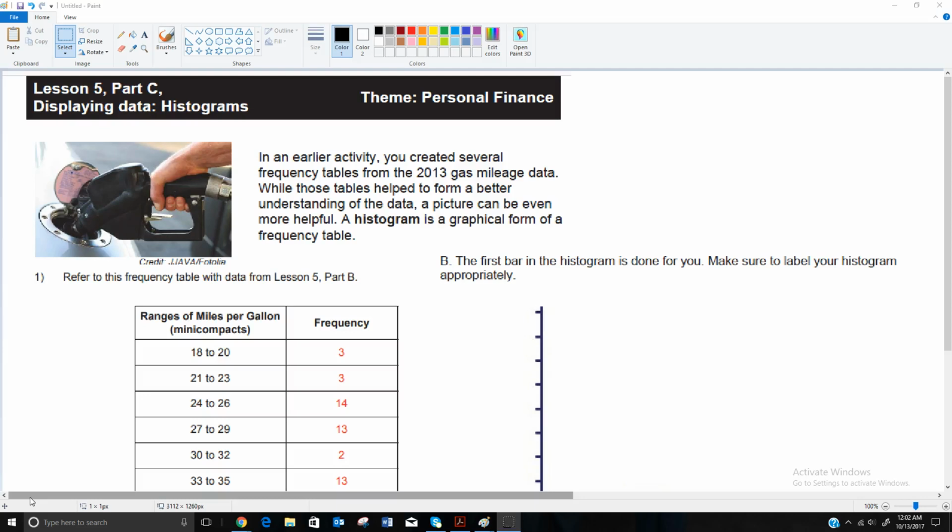Hi class, we're back with lesson 5 part C, and we are still talking about personal finance. In fact, we're going to go back and reuse some data that we had in the prior lesson.